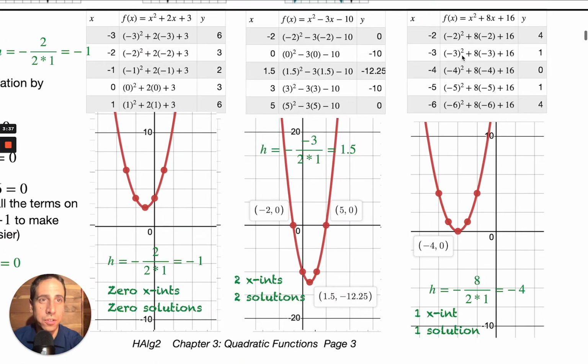What are the solutions to negative x squared minus 8x minus 16? Well, you could multiply all the terms on both sides by -1 just to make the calculations easier, and then stick an f of x on the front and graph it. You all know how to do this. You can graph it. You can find that the h value right here, this -4, is going to be negative b over 2a.